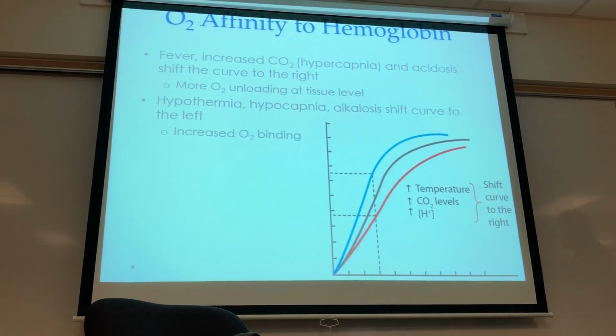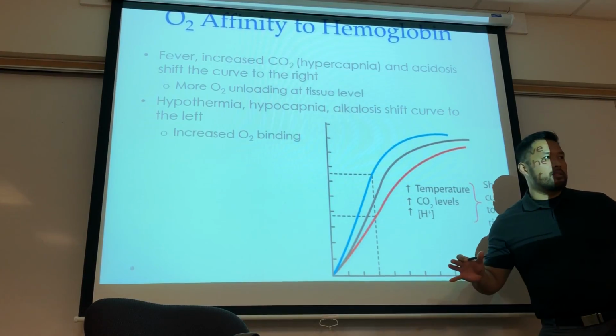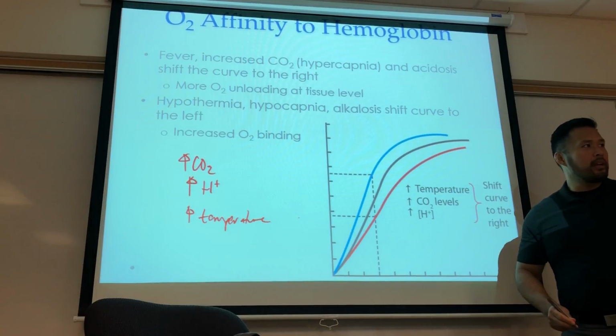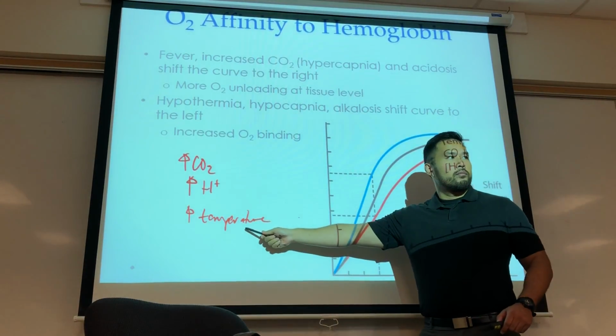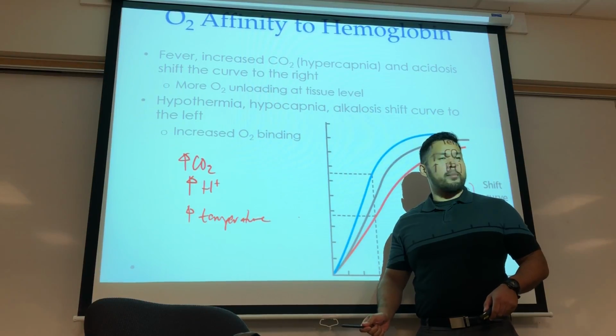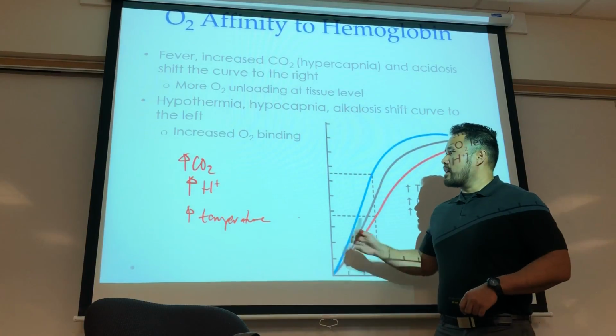Now, in response to other variables, things like increased CO2, increased hydrogen ions, increased temperature. These are all byproducts of cellular respiration, right? Increased temperature? Well, yeah, because we're producing ATP, and due to the second law of thermodynamics, those muscle tissues are producing heat. So how is that going to affect hemoglobin?